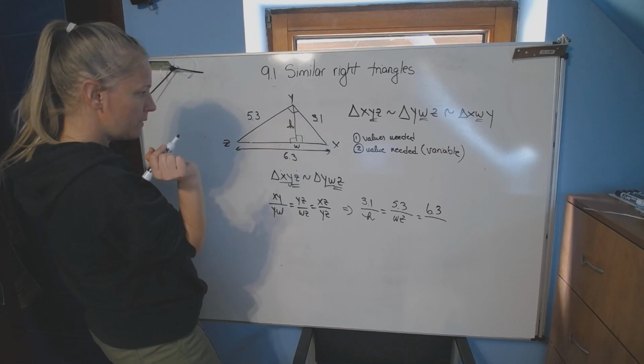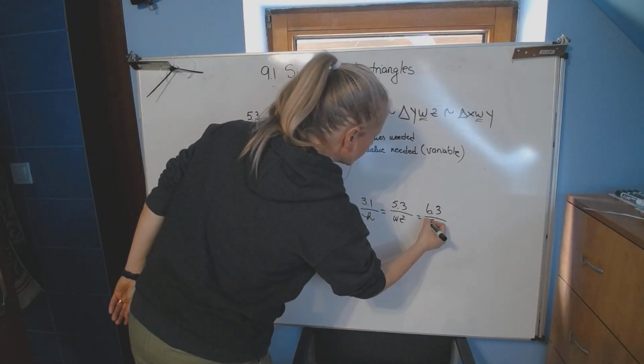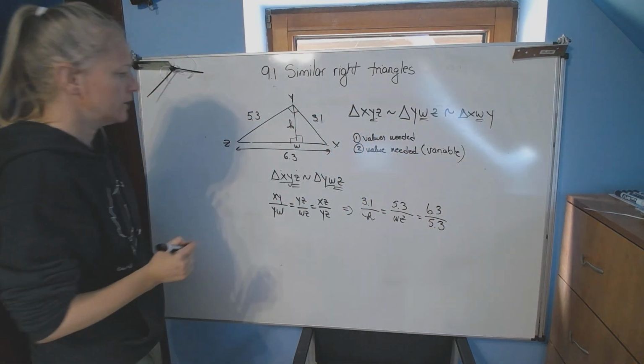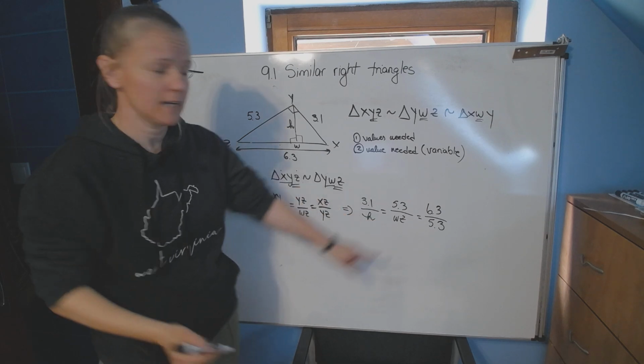Oh, I did not write that one correctly. What did I do? Yeah, I did. 5.3, sorry, I got lost. I thought I don't have that value. YZ. Have you noticed how here you have a WZ unknown?